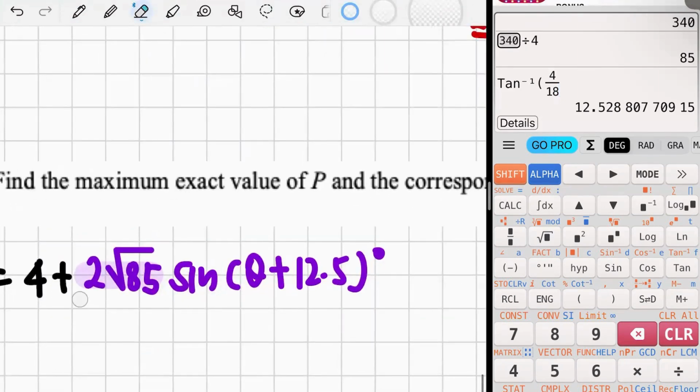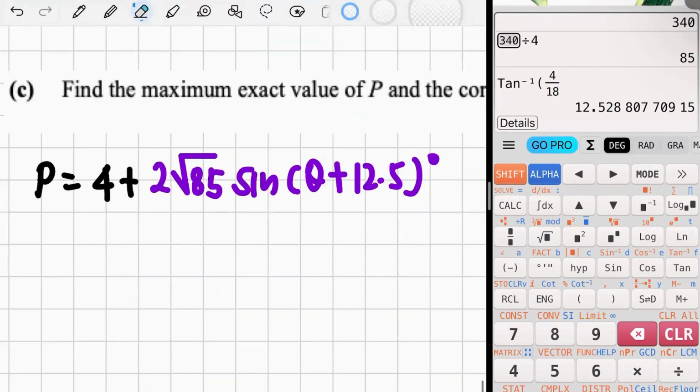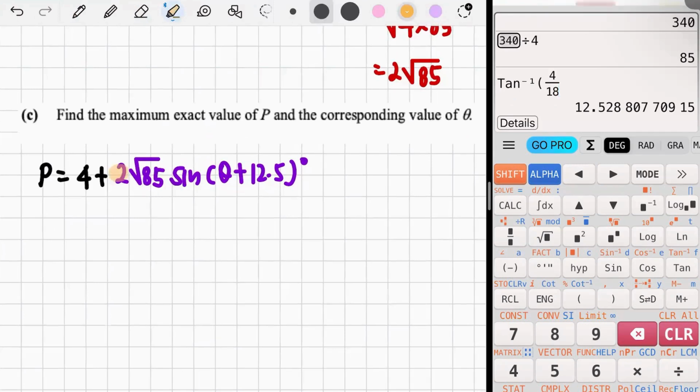So every time you have a number before your trigo, this one over here, this is my amplitude. So let's say this one here, that means my highest point is 2 root 85. My lowest point is negative 2 root 85. But now we got this plus 4 here, so you're going to raise it up.